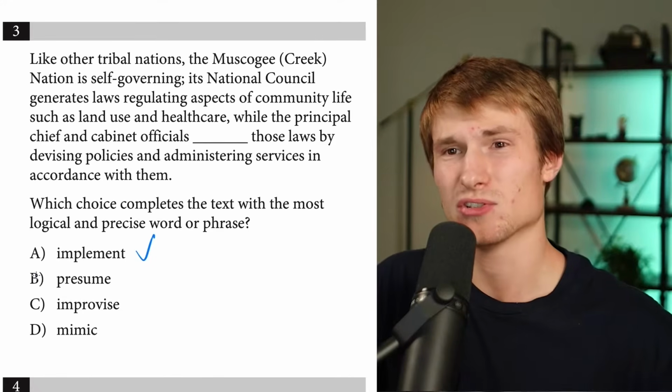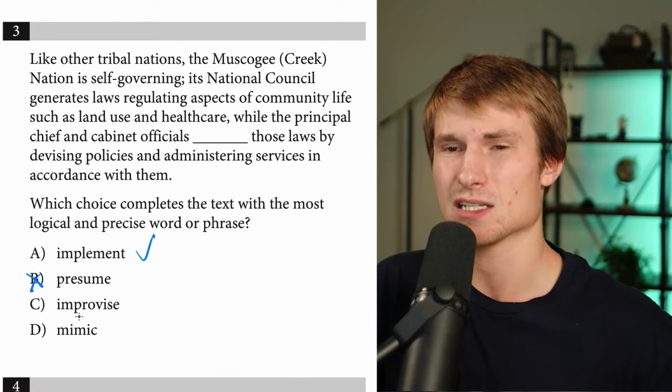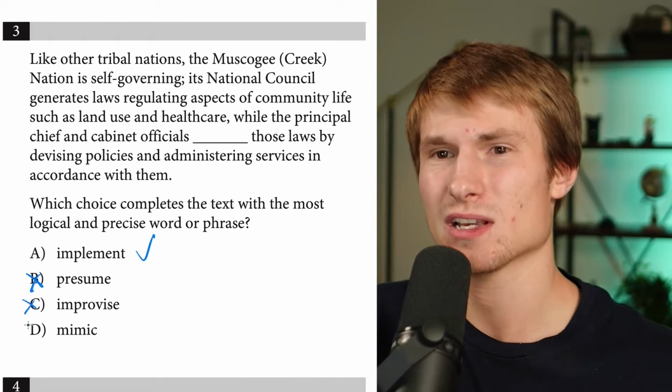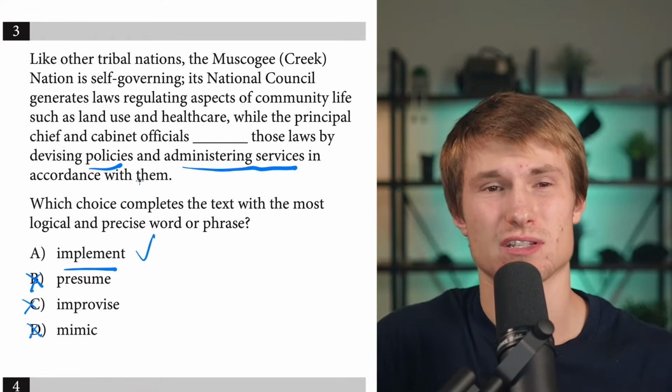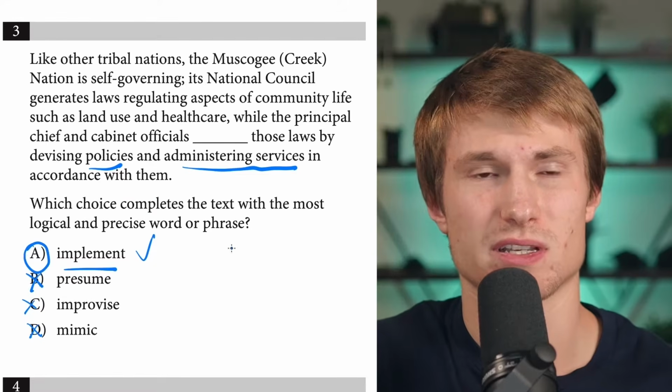We have B, presume. That wouldn't make sense in this context. C, improvise. They're not improvising the laws and they're not mimicking the laws. They are implementing the laws by devising policies and administering the services in accordance with them. So A would make the most sense there for question number 3.